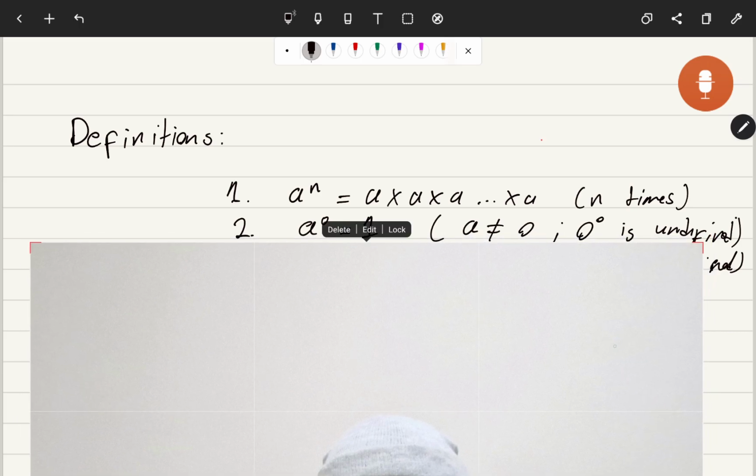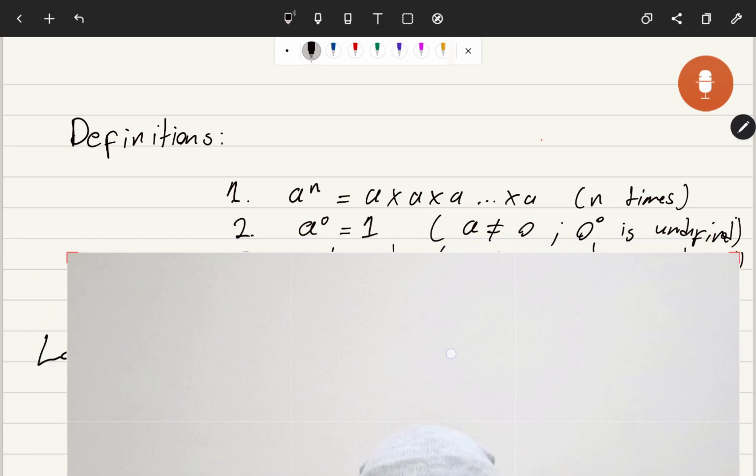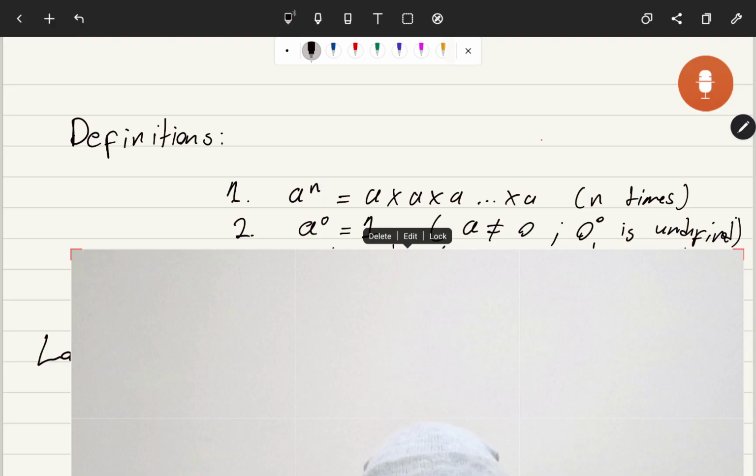And if we go to the second one, it is basically saying any base to the power of 0 is equal to 1. But it's not just any base. This excludes 0, because 0 to the power of 0 is undefined, right? So it's not part of real numbers. Exactly.